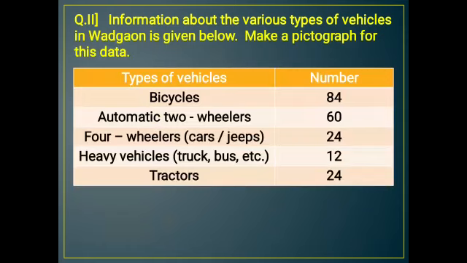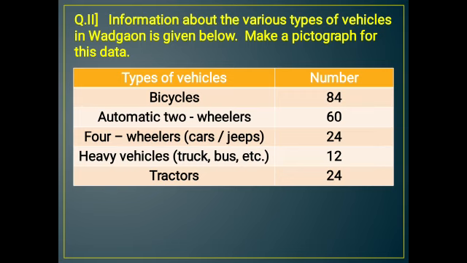Next, question number 2. Information about the various types of vehicles in Vadgaon is given below. Make a pictograph for this data. So, types of vehicles: bicycles, automatic two-wheelers, four-wheelers, that is cars, jeeps, heavy vehicles, that is trucks, buses, etc., and last is the tractors. So, number, how many? Bicycles 84, two-wheelers 60, four-wheelers 24, heavy vehicles 12, and tractors 24.